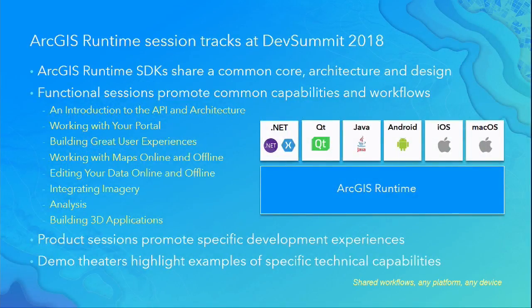So the first thing to talk about is just a quick look at this slide, which essentially covers the cross-runtime sessions that we're running at the DevSummit this year, all about the runtime. And it mirrors the way that we actually build the ArcGIS Runtime. So the common core code base that we build all of the ArcGIS Runtime SDKs from allows us to implement a common API design across all of those runtime SDKs. And that lets us host a series of sessions, such as this one about analysis, that apply across all of the different ArcGIS Runtime SDKs.